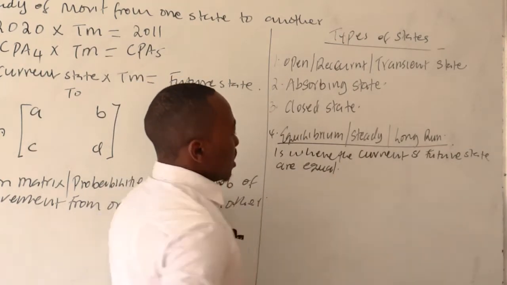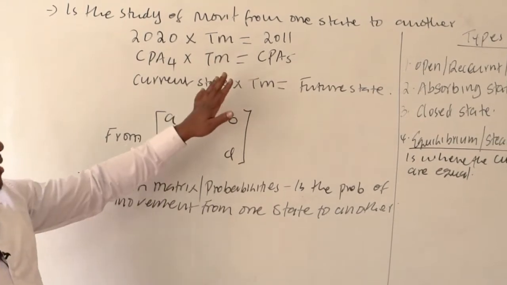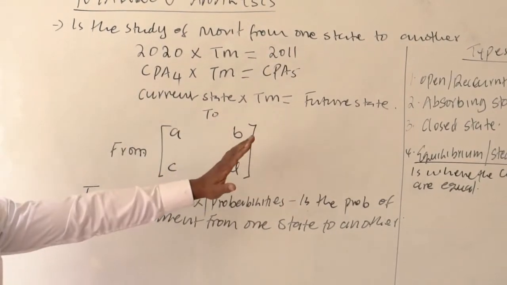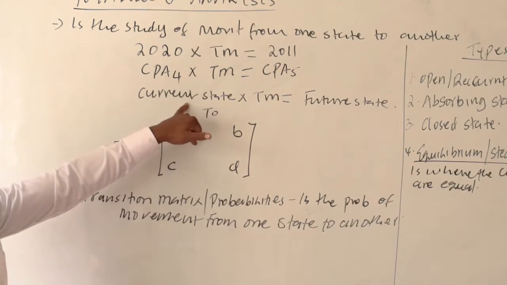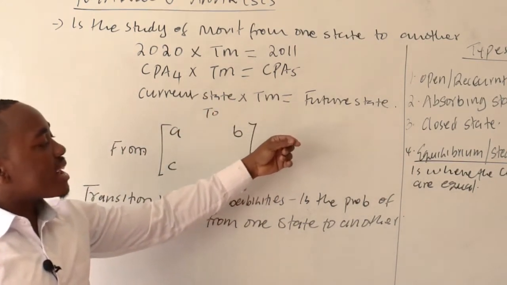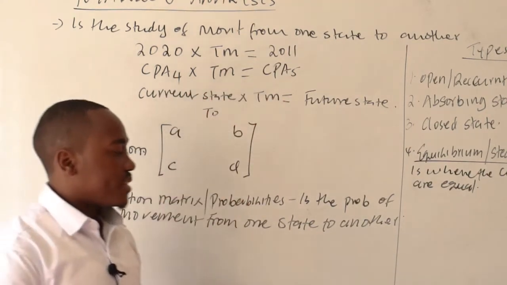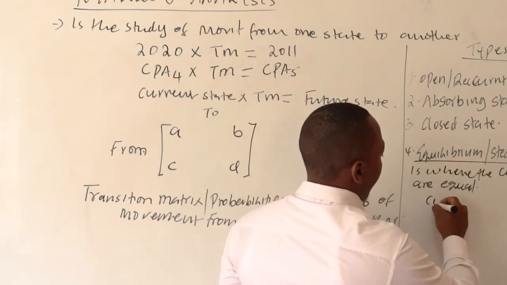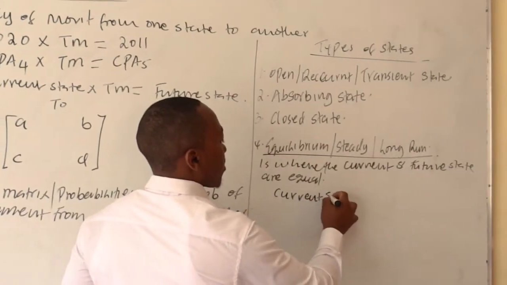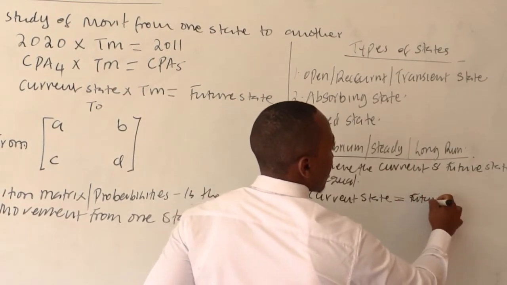What do we mean? So for example, let's go back here. We are saying that under Markov analysis, you're moving from one state to another. So in this case, our current state, if you multiply by the transition matrix, you go to the future state. But now you find that this future state is the same as the current state. So we are saying that in this case, the current state will be equal to the future state.